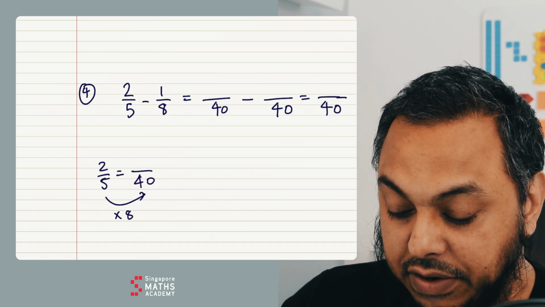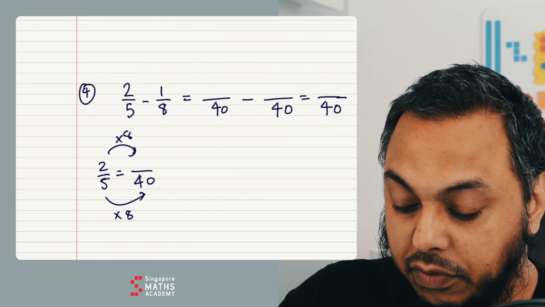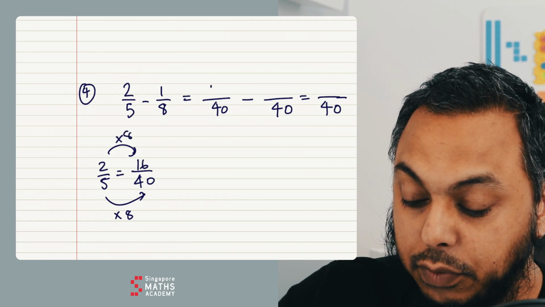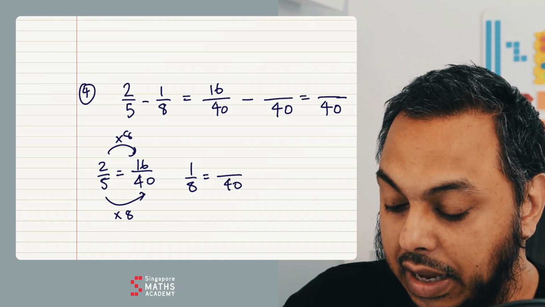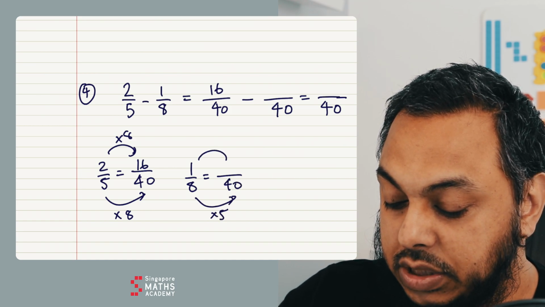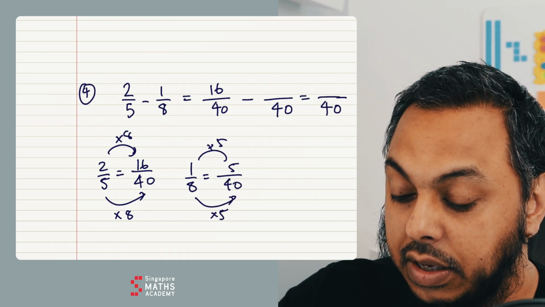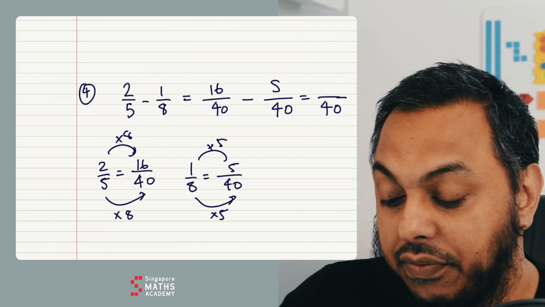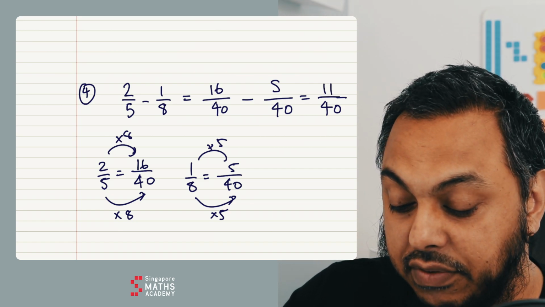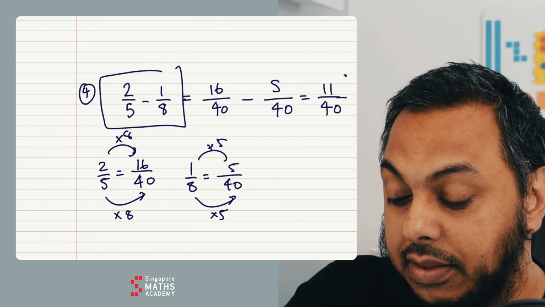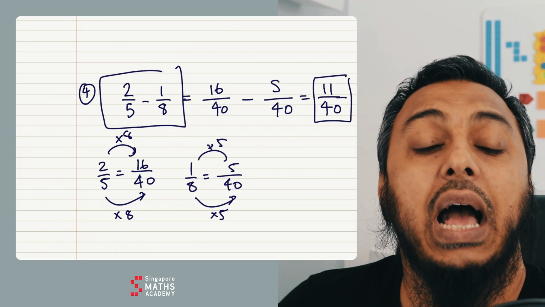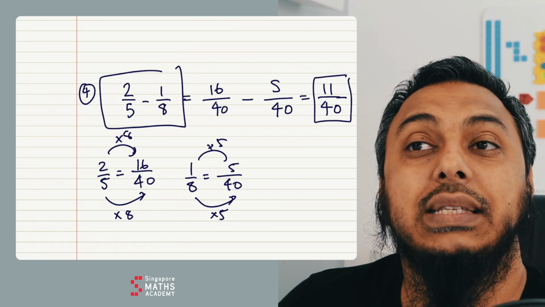It's 5 times 8 as a denominator, so I'm going to do the same thing for my numerator. That's 16/40ths, and 1/8 is equal to, well, I know that 8 times 5 is 40, and so 1 times 5 is 5, and so 16/40ths take away 5/40ths, you're left with 11/40ths. So 2/5 take away 1/8 is equal to 11/40ths. Have a go at the questions below now and see how you get on.